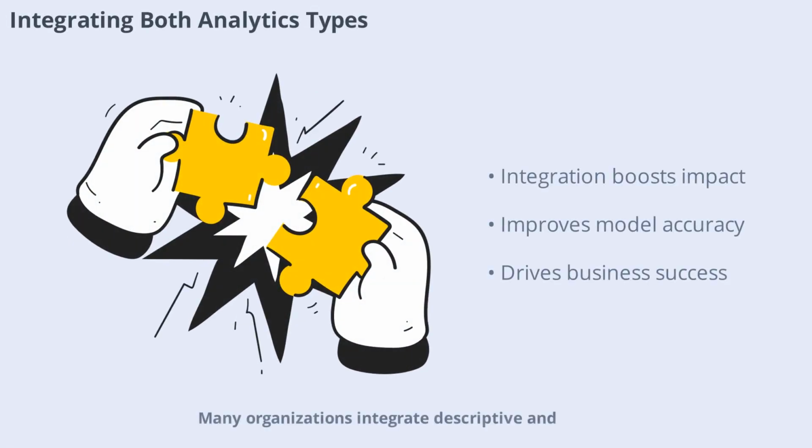Many organizations integrate descriptive and predictive analytics for maximum impact. By first understanding what has happened, they can build more accurate models to predict what will happen next. This integrated approach supports better decision-making and drives business success.